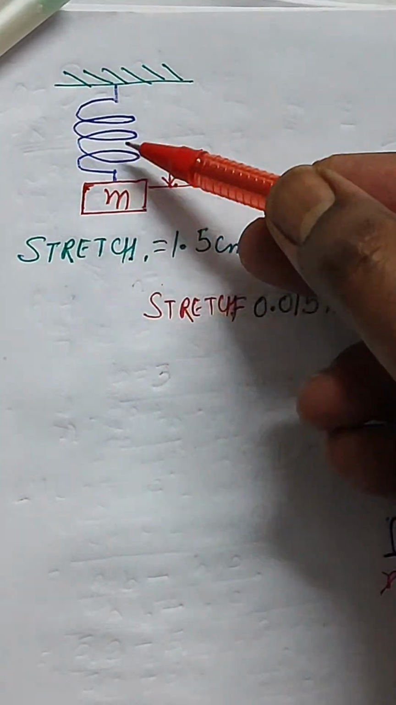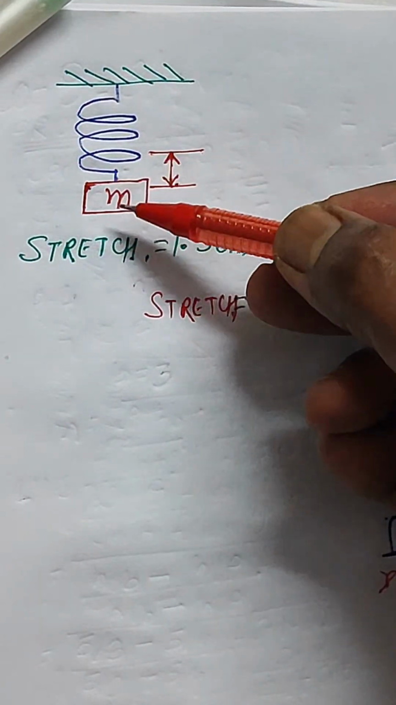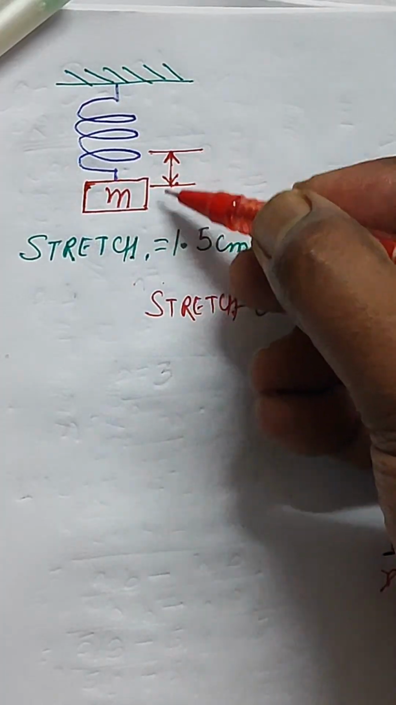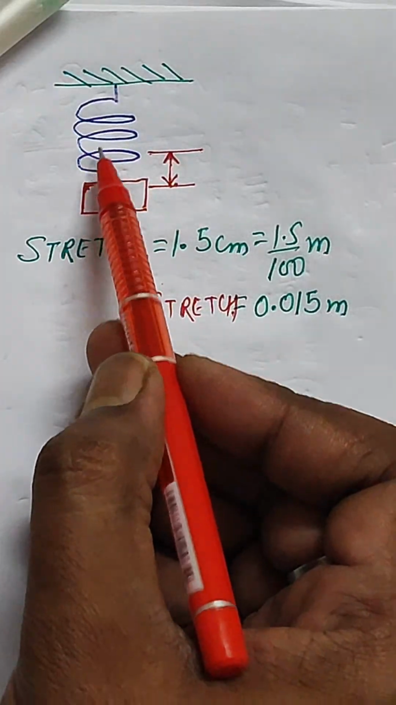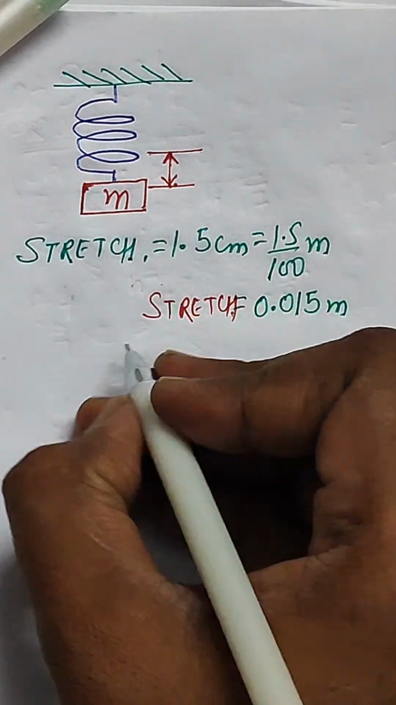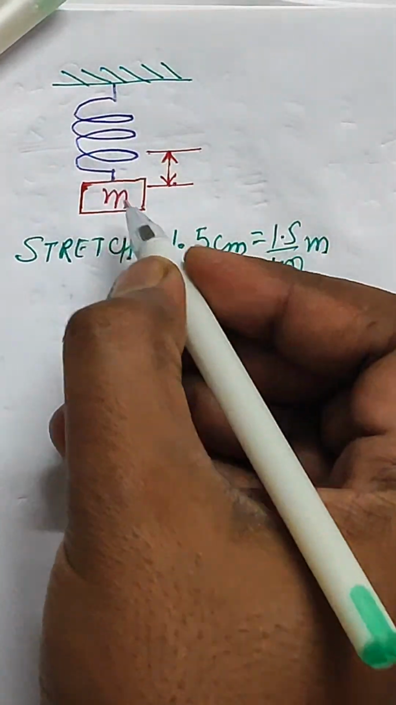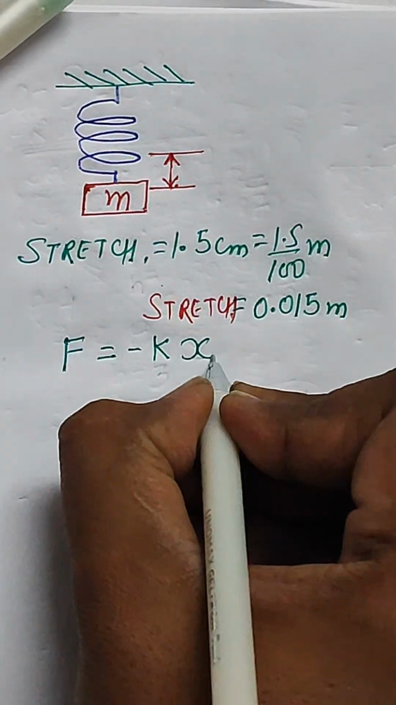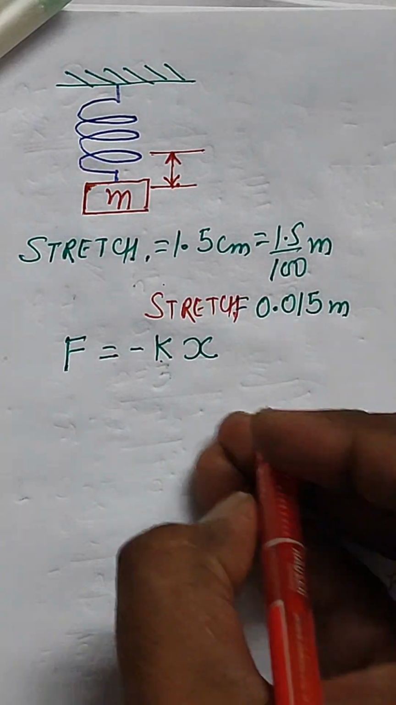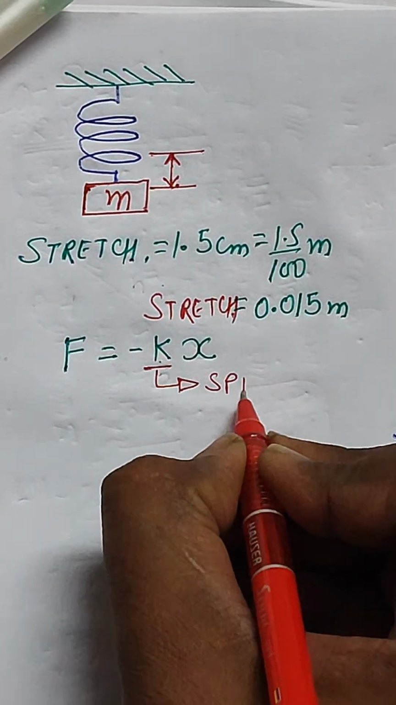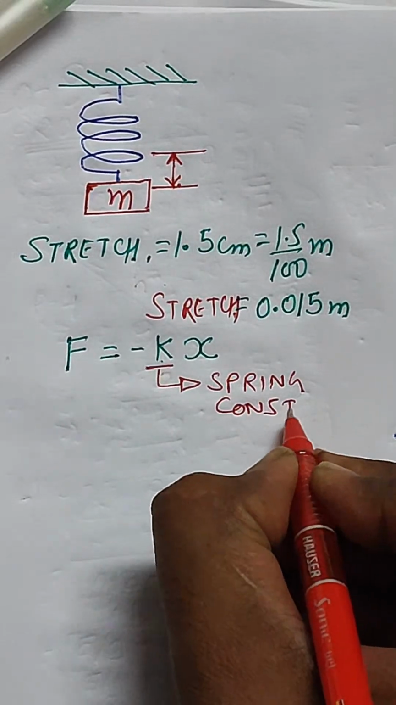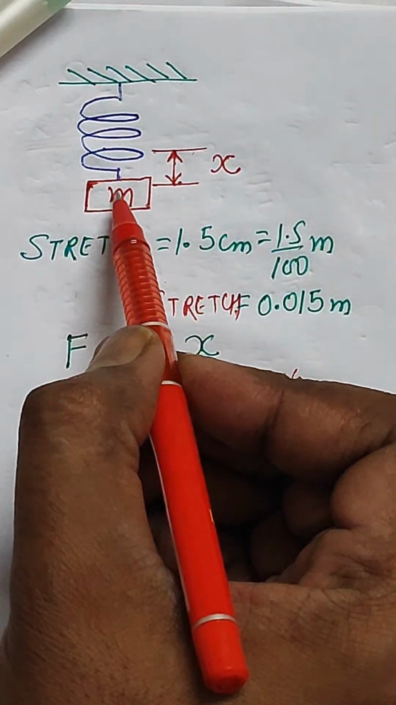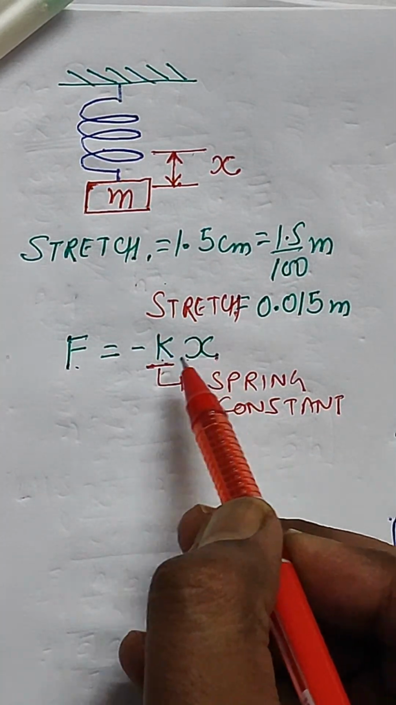Due to the weight, this body is exhibiting SHM. In this simple harmonic motion the body comes down, then goes up, then down, then up. These vibrations are due to the spring, which has a spring constant k. We know the formula when a body is suspended through a spring: force F equals minus kx, where k is the spring constant and x is the elongation. If the spring is stretched by x, then the restoring force will be equal to minus kx.